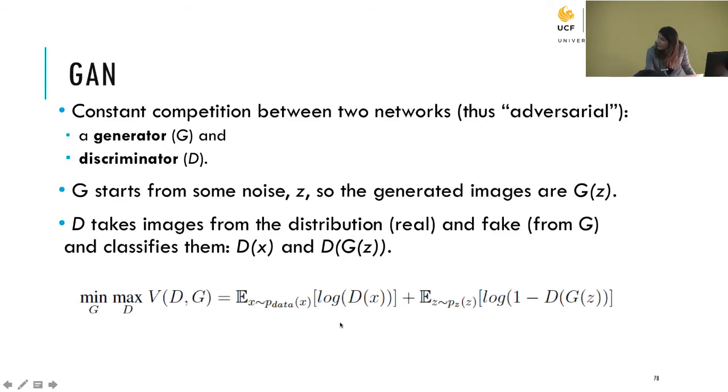So D of x is the output of the discriminator for x, the real data, and G of z, where z is the noise, is the generated data, and D of G of z is the output of the discriminator for the fake data. So we want to maximize over D. The probability of this should be high, and the probability of being real for G of z should be low. But on the other hand, we want to minimize this over G. So G needs to generate images that look real, and the probability of being real for those images should be high.